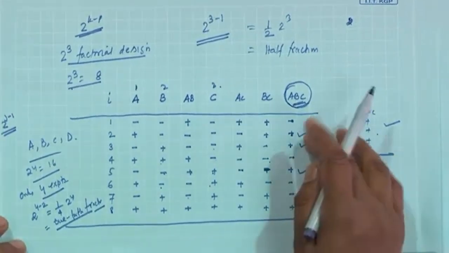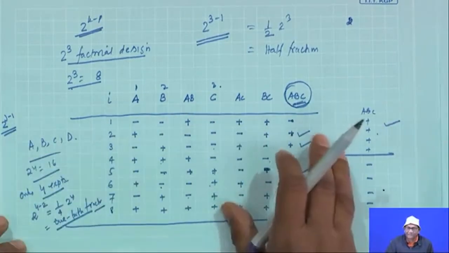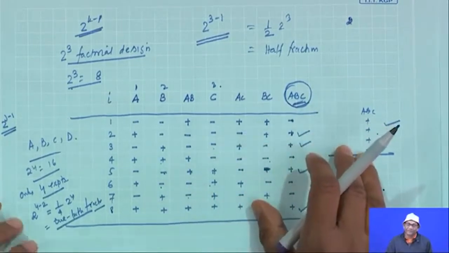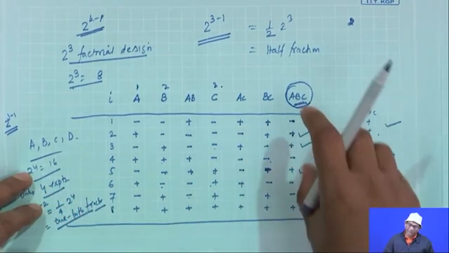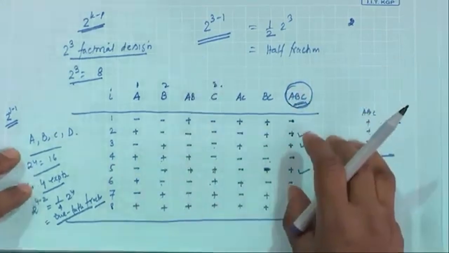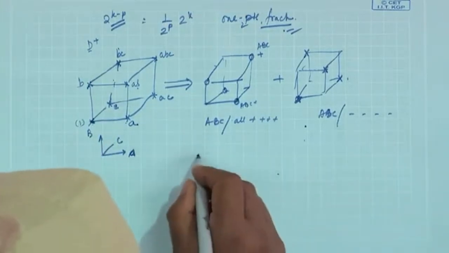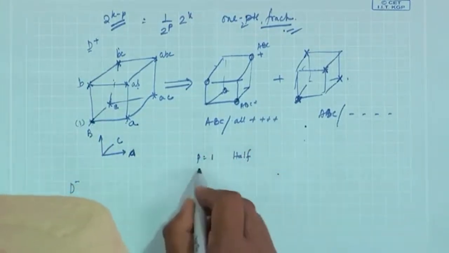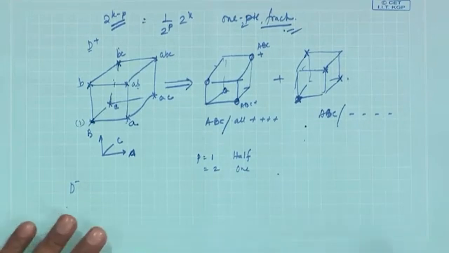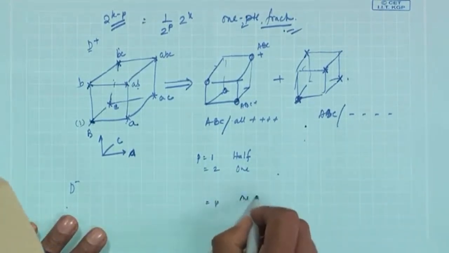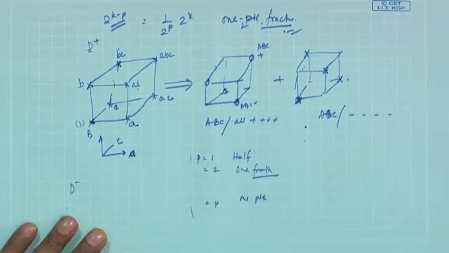Although I have given this arbitrarily, that is, why all plus and all minus are separately taken out, that mathematics or that concept I have not discussed so far. I will discuss this, but please keep in mind that there is a scientific way to find out a fraction of the full 2 to the power k factorial design. That fraction can be half fraction when p equal to 1, and when p equal to 2, then it is 1/4 fraction. So, like this, 1/2 to the p. Okay, so, this is what is known as fractional factorial design.